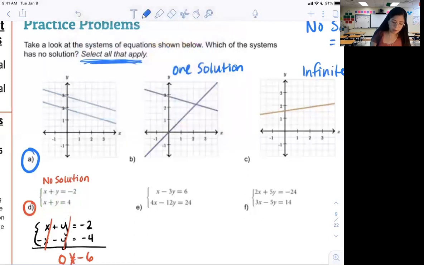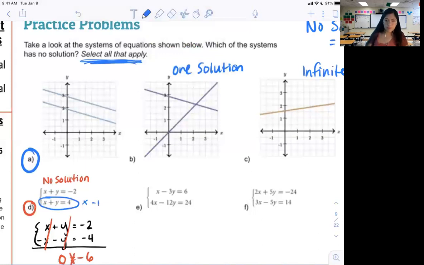Why did I multiply the bottom one times -1? Oh, to make opposite equations. Remember, the whole point of elimination is to have something cancel out, which means you need to have opposites. Since I had a positive y on top of a positive y and a positive x on top of a positive x, I needed to make one of those negative in order for them to cancel out.